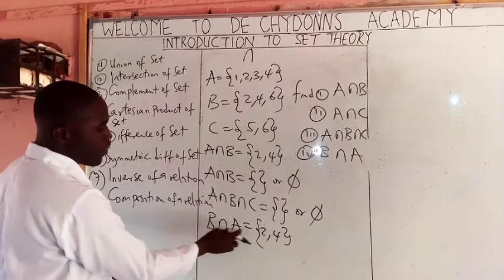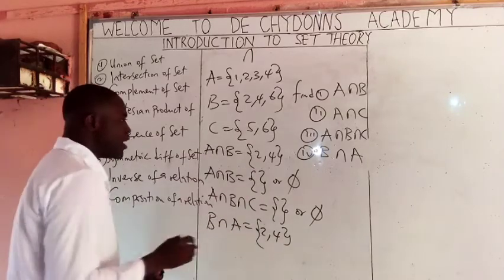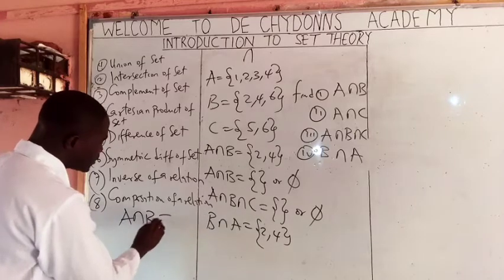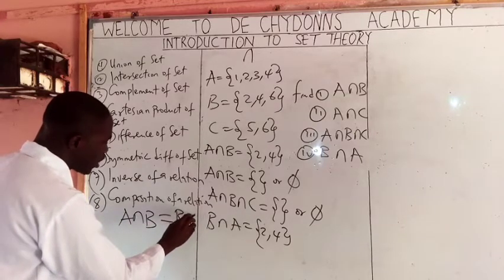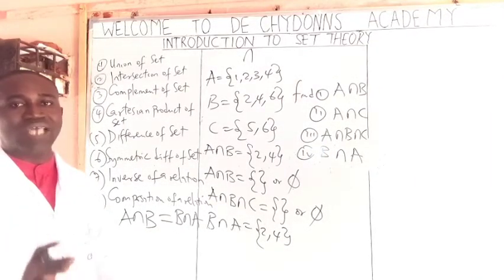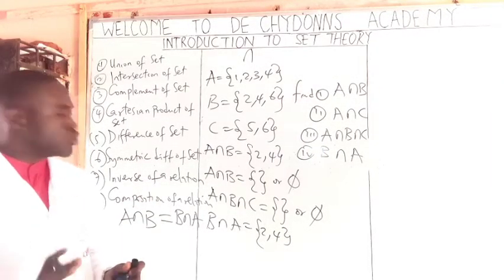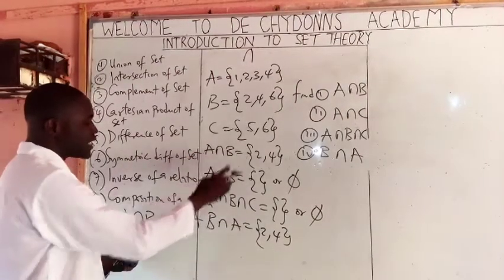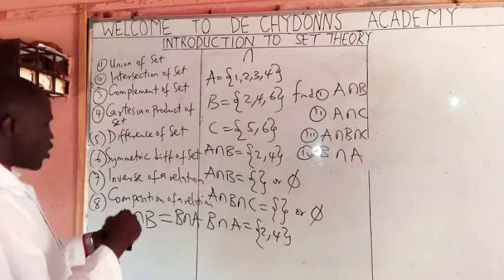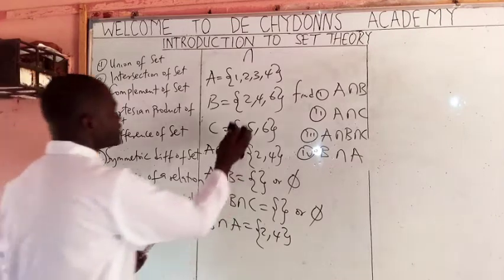B intersection A, we have 2 and 4. It simply means that A intersection B is equal to B intersection A. That is, intersection of two sets is commutative. So when you say A intersection B, it's the same as B intersection A. That is it. So we go to complement of a set.